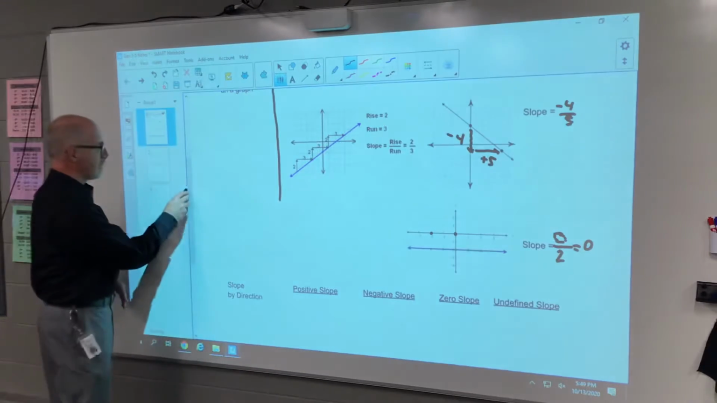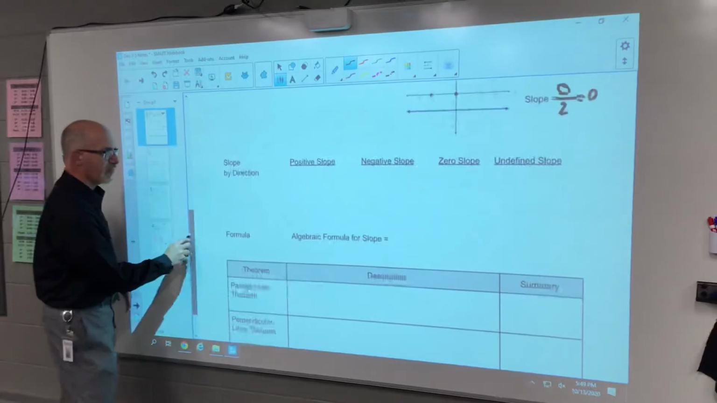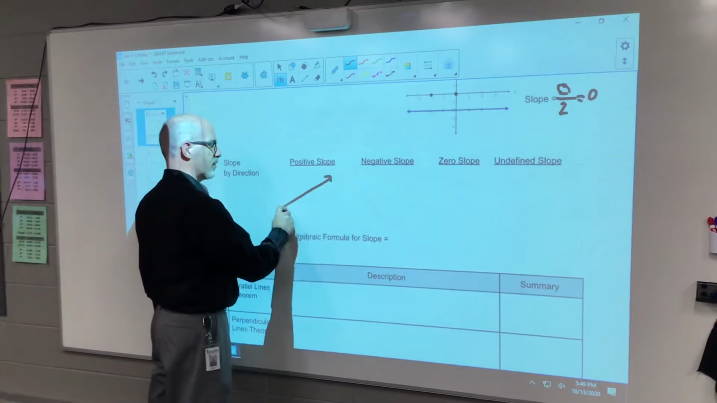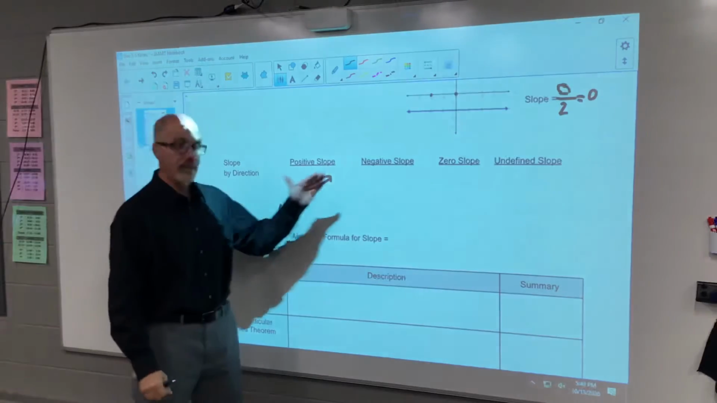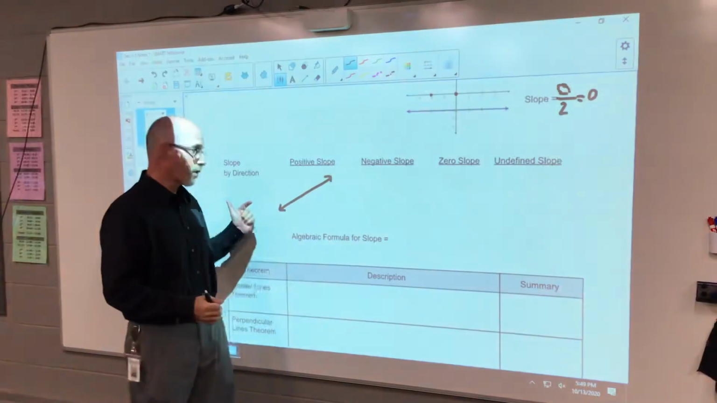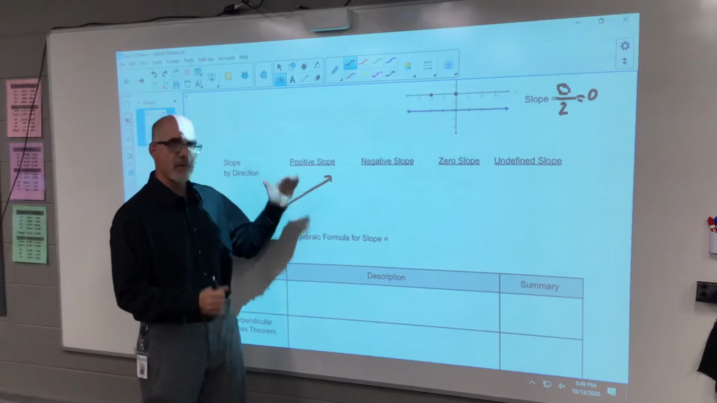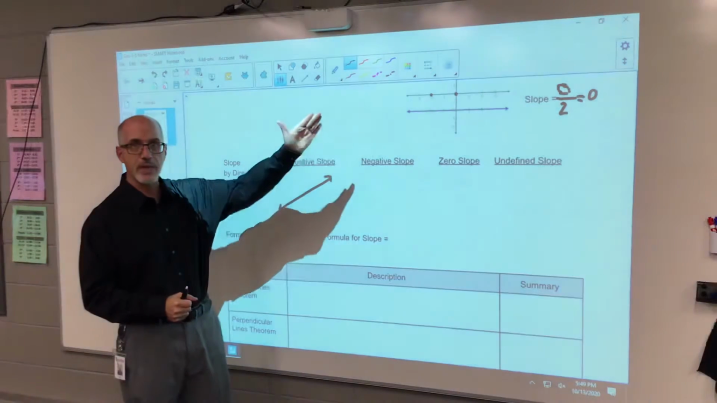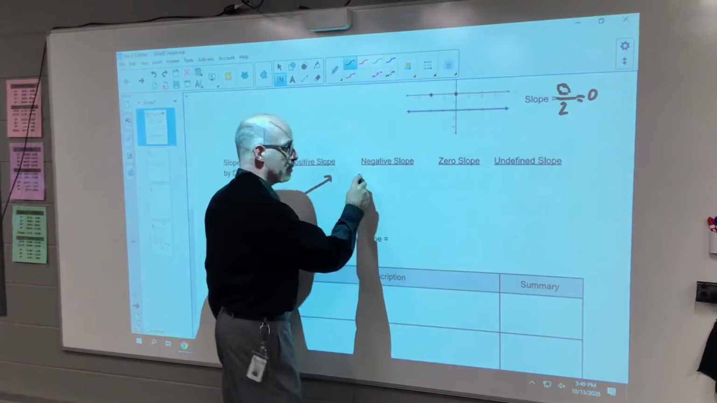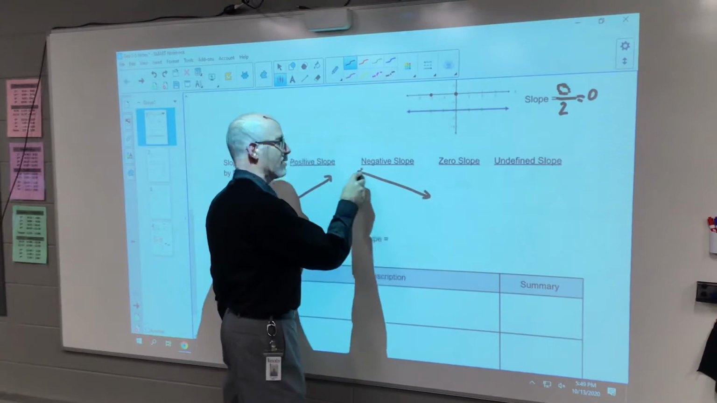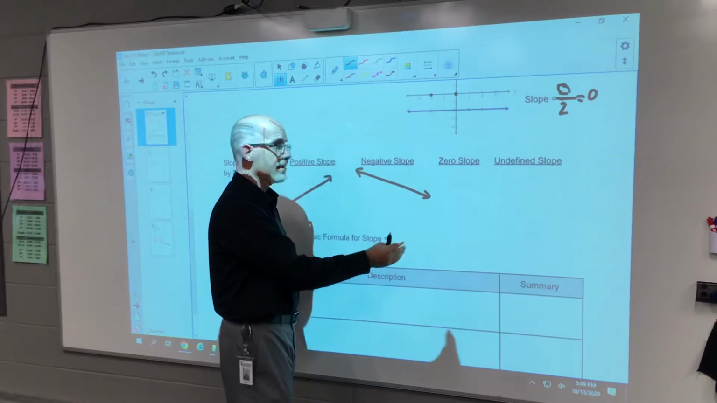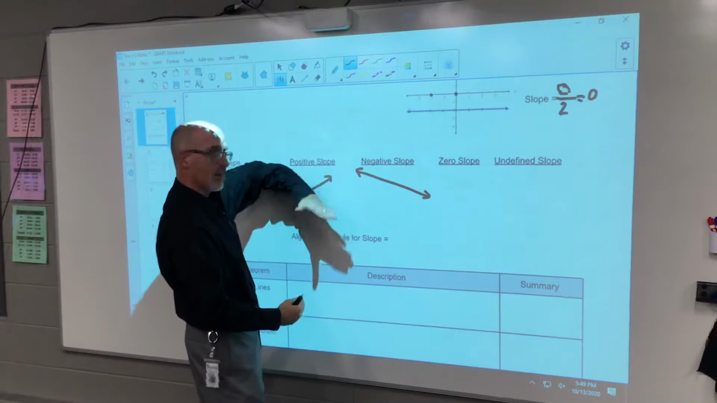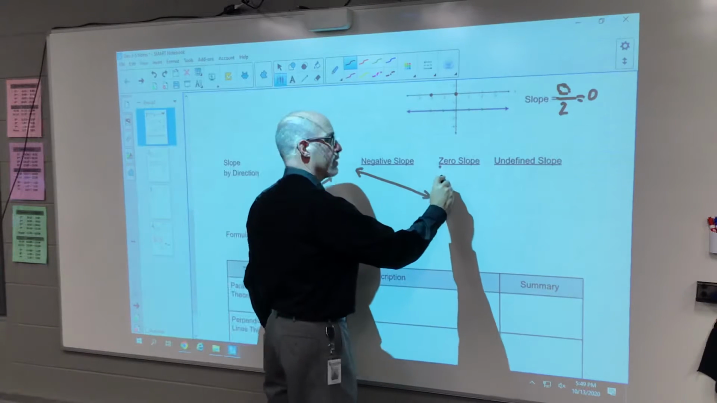So let's summarize that information. This is slope by direction. Positive slope is where you go uphill from left to right. If you think about it as a skier, going from left to right, the skier has to go uphill, maybe track their way up the hill, so it's positive. Going up is positive. Negative slope is going down, so the skier would go downhill if we go from left to right. Zero slope is between these two. It's not going up, it's not going down, it's just horizontal.